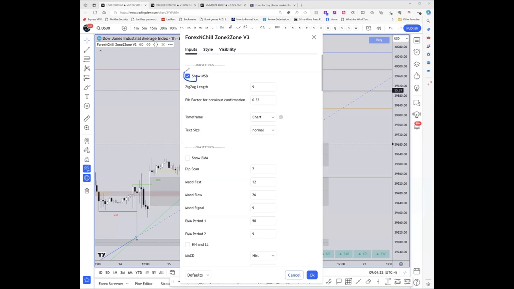Show market structure break is here. The zigzag length determines how far in between structure breaks you want the indicator to capture. The higher the number, the fewer market structure breaks. The lower the number, the more market structure breaks. So let's take a look at that real quick.